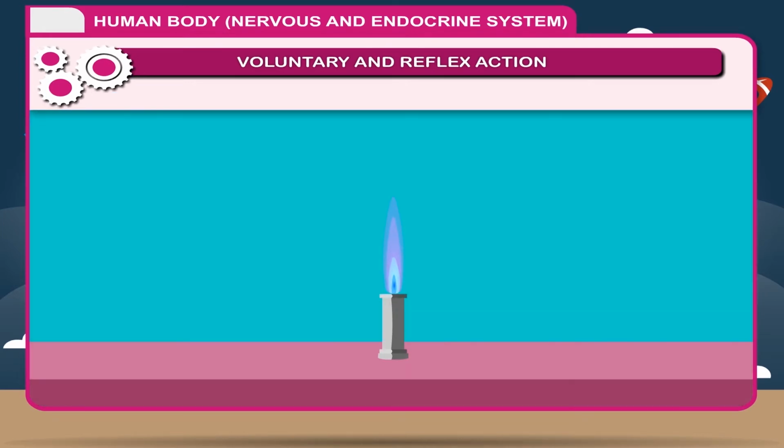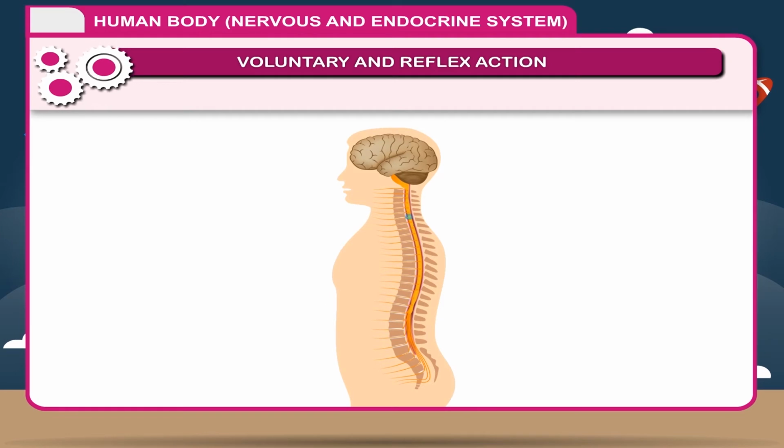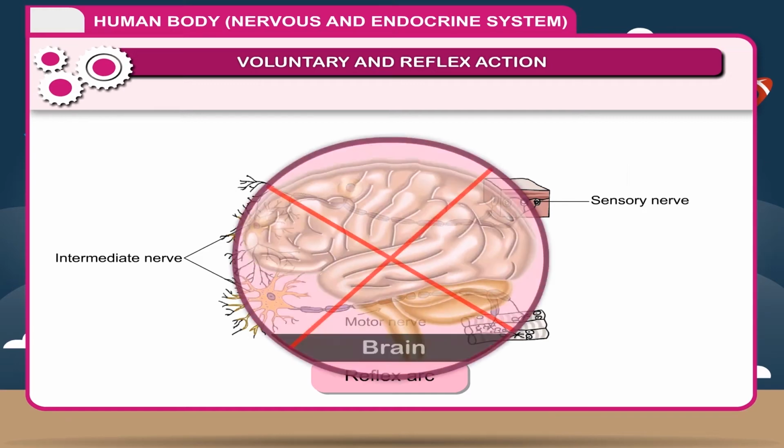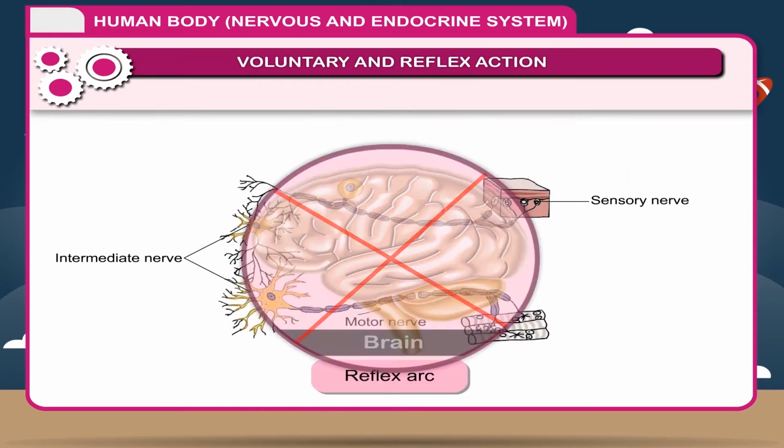For example, when a finger burns, you suddenly withdraw the finger. The spinal cord stimulates the nerve to supply the message to withdraw the finger. Reflex actions are very fast and protective in nature. The path through which an impulse runs in a reflex action is called reflex arc. This includes sensory nerve, intermediate nerve, and motor nerve. Here, the brain is not involved.